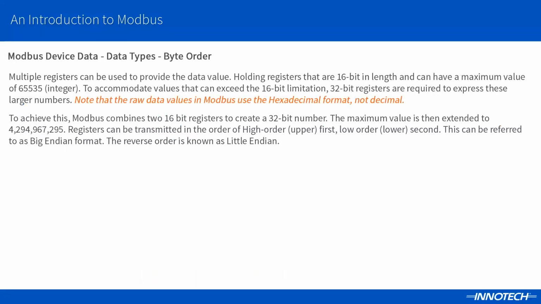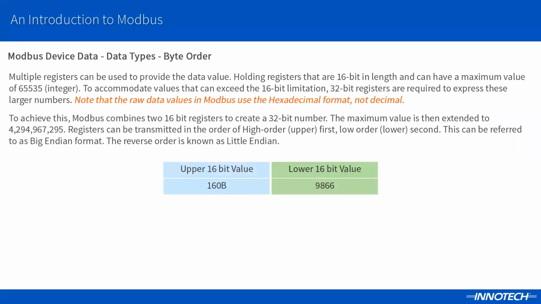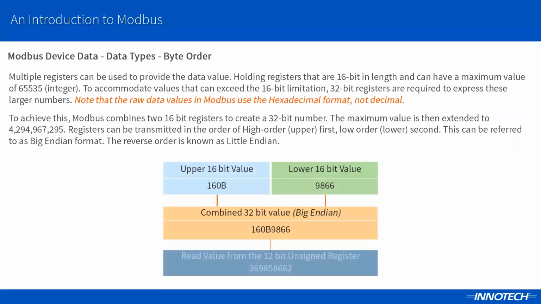For larger registers, such as 32-bit, the device can combine two 16-bit registers to provide the 32-bit value. How these numbers are transmitted to the master depends on how they have been configured by the manufacturer. This is usually in the big endian format. This means that the upper 16-bit register is transmitted first, then the lower 16-bit register is transmitted. The master then needs to combine these two register values to formulate the 32-bit value. Refer to the datasheet for this information, as the reverse may be true, which is referred to as little endian.